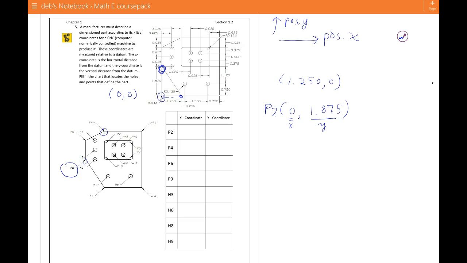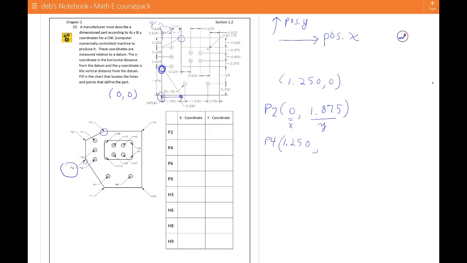P4 is up here, so it's at this corner. So it looks like from the y-axis, which would be right here, up at the top, that you go to the right 0.625 and another 0.625. So it looks like you go to the right 1.250. So this is for P4.